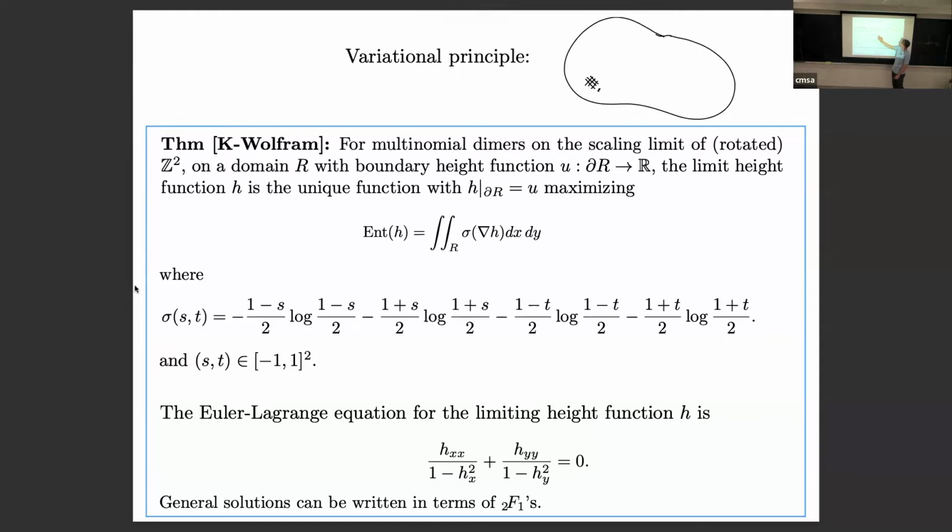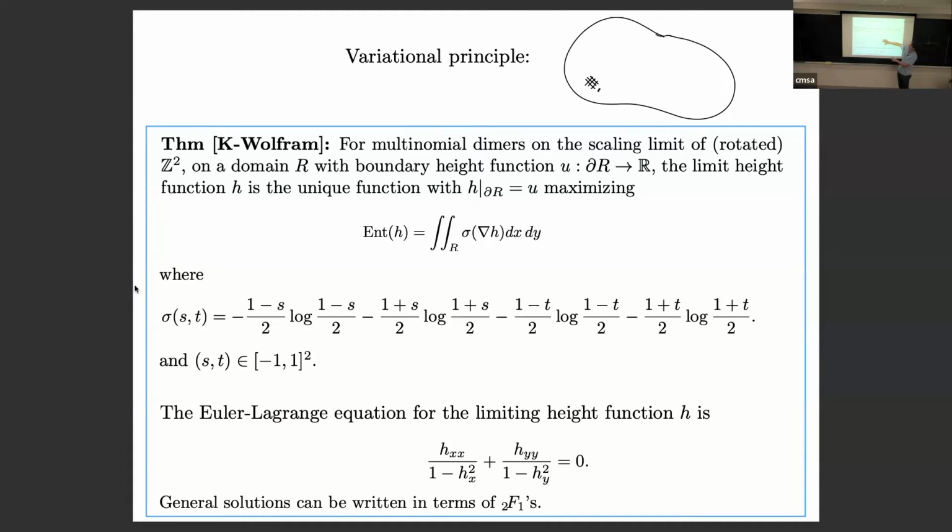Surface tension only depends on the gradient of the height function, and the surface tension formula turns out to be fairly simple. It's just a sum of Shannon entropies of the x and y derivatives of the height function, s and t. If you're familiar with the dimer model, it looks very similar. It's just that the form of sigma is different. This sigma is a much more tame function. It only involves logarithms rather than dilogarithms as in the dimer model.